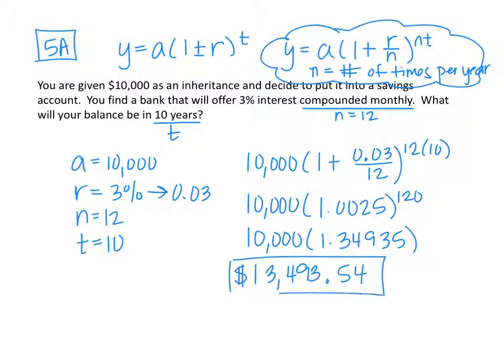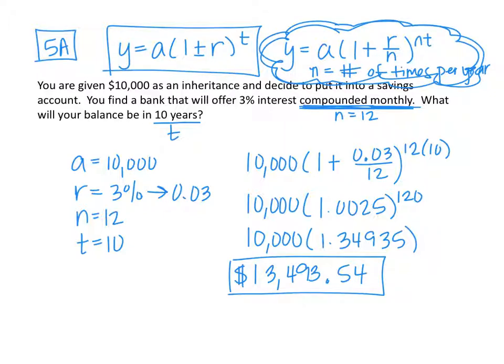So when you see a problem that says compounded monthly or daily or quarterly, or a certain number of times per year, this is the formula that you're going to be using. There are other times where you're going to be using this other formula, when it doesn't say the word compounded.